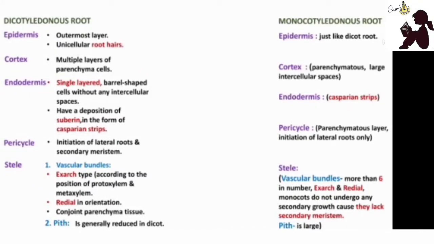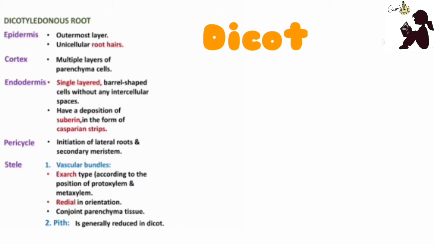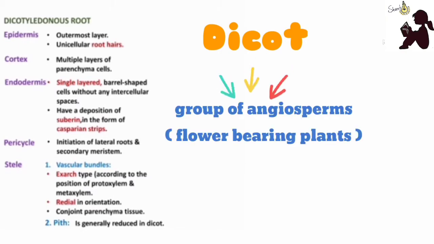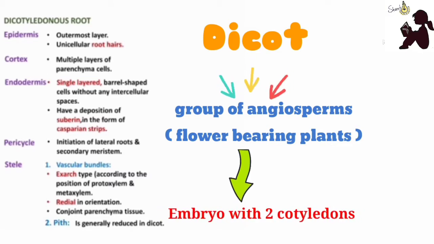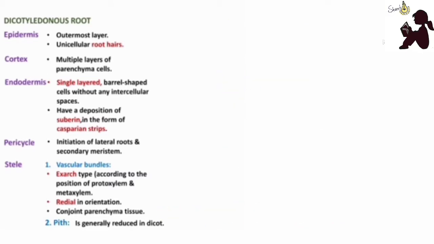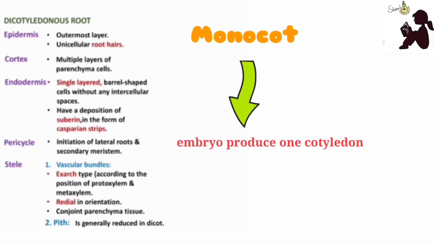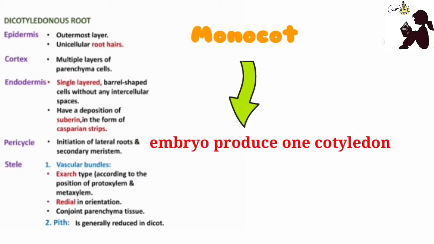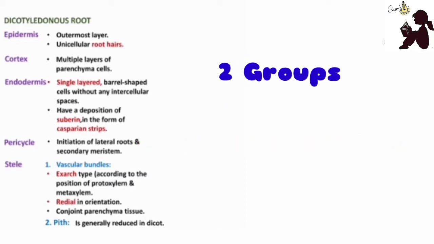Hello everyone, today we are going to study about roots, about dicotyledonous and monocotyledonous roots. So let's start from dicot. Well, we all know that dicot is basically a group of angiosperms that produces an embryo with two cotyledons. And here is another group that produces an embryo with a single cotyledon. So there are basically two groups, one is dicot and another one is monocot.